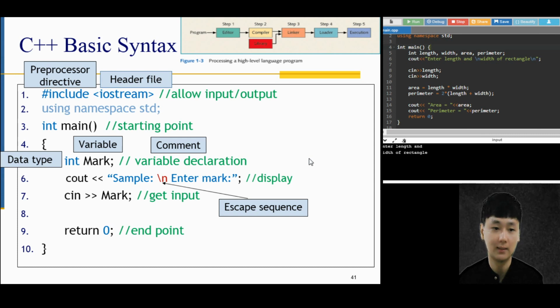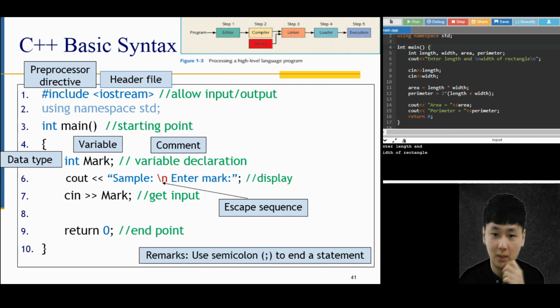We have line 9, return 0. It is to exit a function, and the value 0 indicates that the program has terminated successfully. So the remark here: use the semicolon to end a statement. A statement without this semicolon will be treated as a syntax error. However, not all statements need to be terminated using a semicolon.